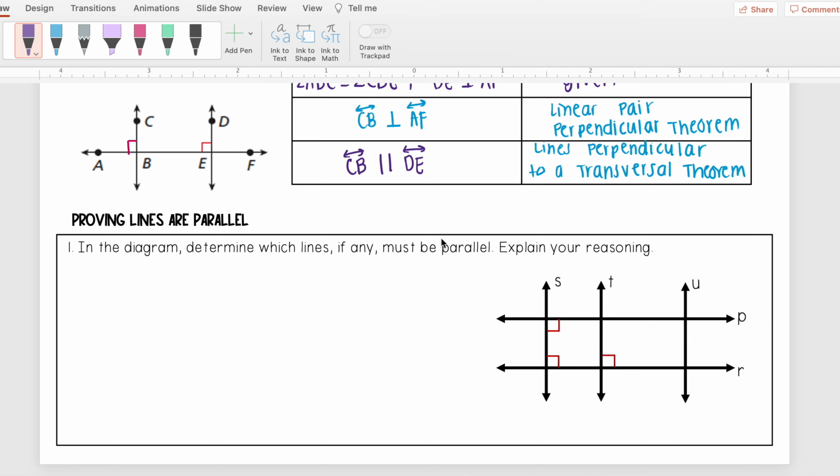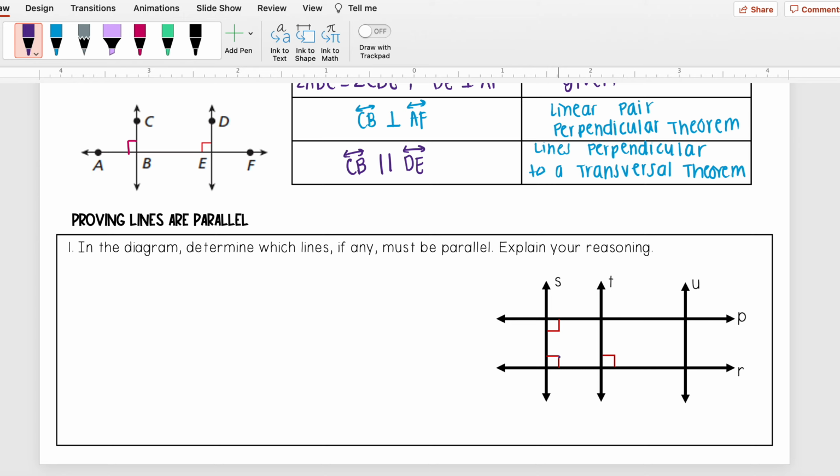Okay, so for this video, we're going to be looking at proving lines are parallel. So given this diagram, I want to determine which lines, if any, must be parallel and explain your reasoning. So we want to use our theorems that we've learned in the previous videos. And so I know that one theorem I have is the lines perpendicular to a transversal theorem. And that one says that if two lines are perpendicular to the same line, then they are parallel.